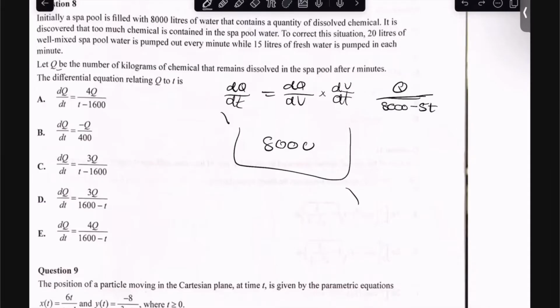So you're losing 20 liters because you're inputting 0, technically dQ over the volume, the concentration of the solute. So you've got to multiply by losing 20, I believe. So that's -20Q over 400 minus t. Is that right?